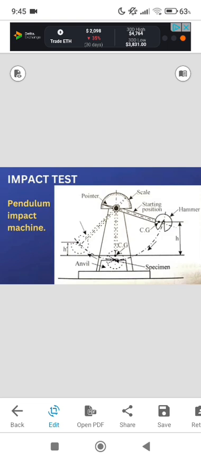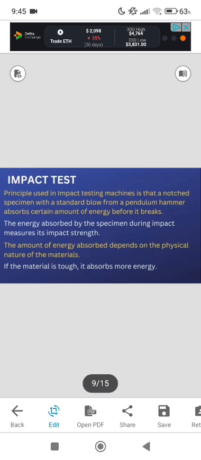The working of the machine is also the same for the Izod test and Charpy test. A notch is created on the test specimen and it is placed on the anvil. Set the pendulum hammer at the appropriate height. This is known as the height of fall. When the hammer is released, the standard blow strikes the material. At this stage, the material absorbs some energy and breaks.